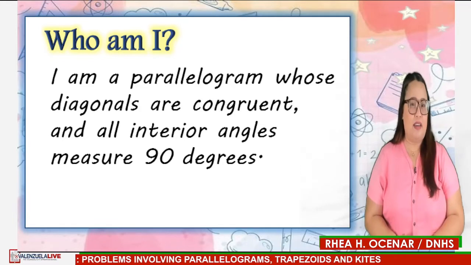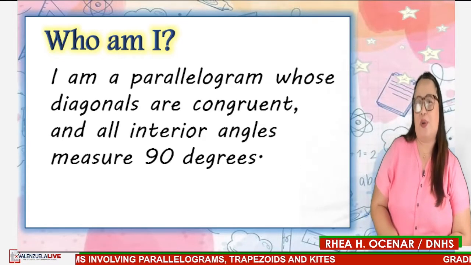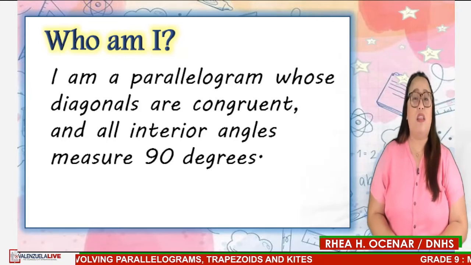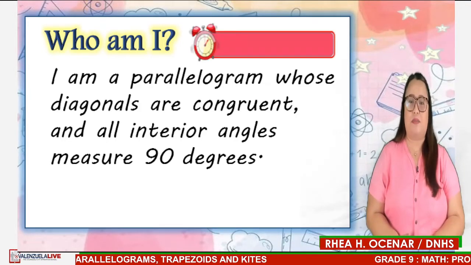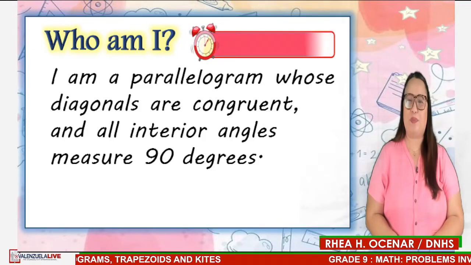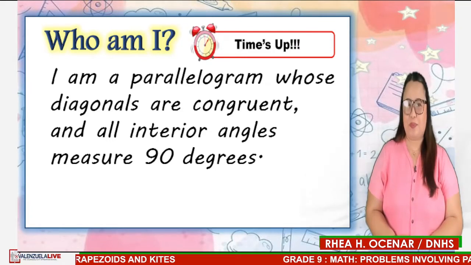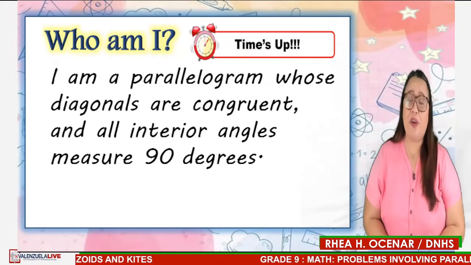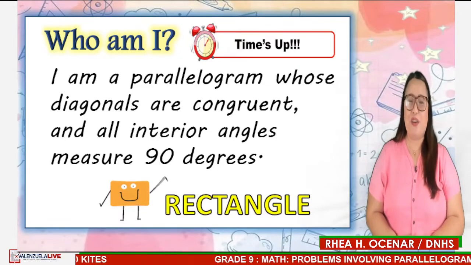Who am I? I am a parallelogram whose diagonals are congruent and all interior angles measure 90 degrees. Key in now your answer. Time's up. The correct answer is rectangle. Very good, students.